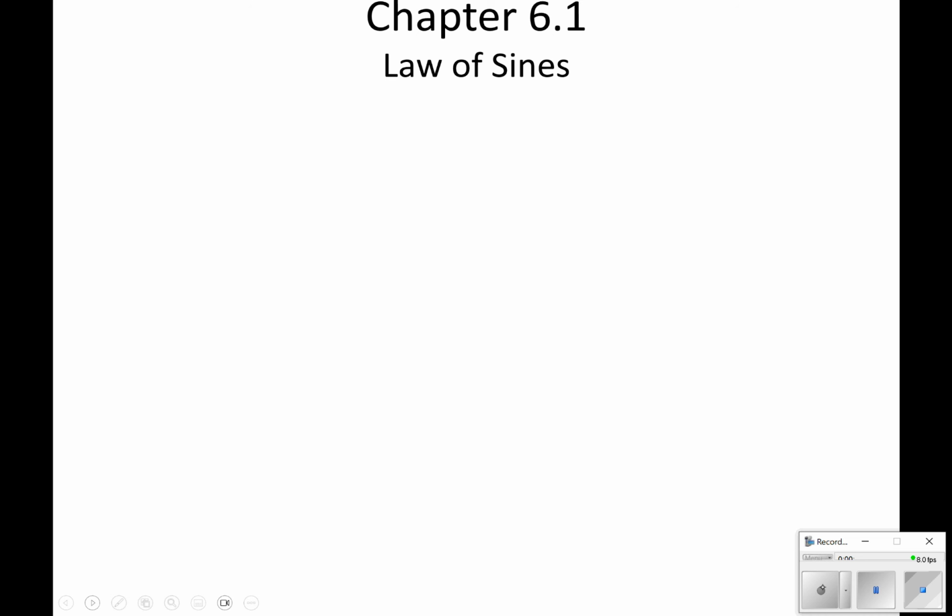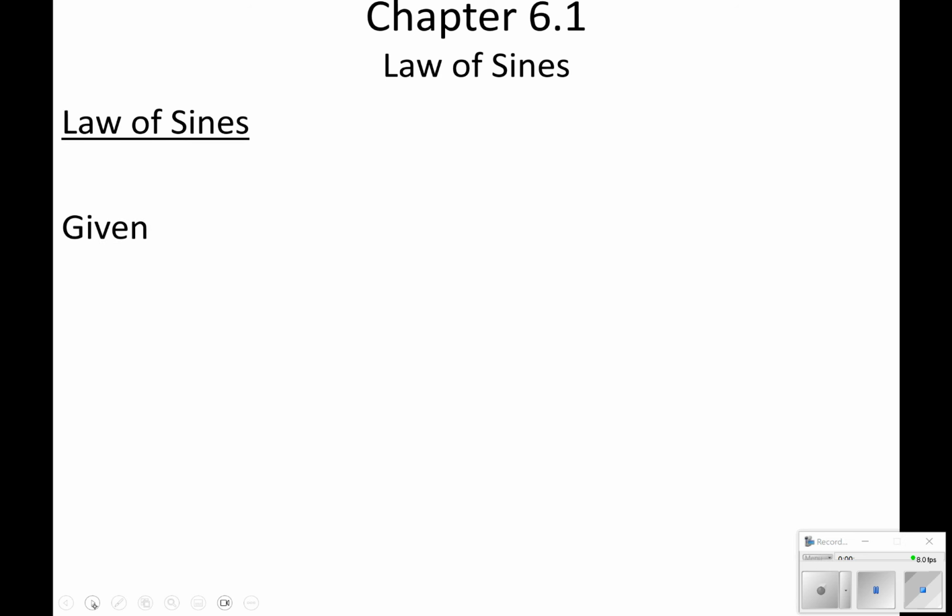In this last unit, we're going to be working on triangles again, but it's not going to be right triangles. Not saying you can't still use these on right triangles, but if you have triangles that are not right triangles, then you can use these next two lessons. So this first one is called the law of sines.